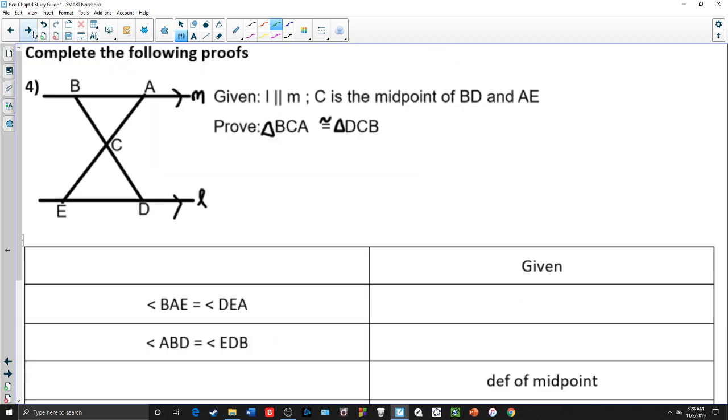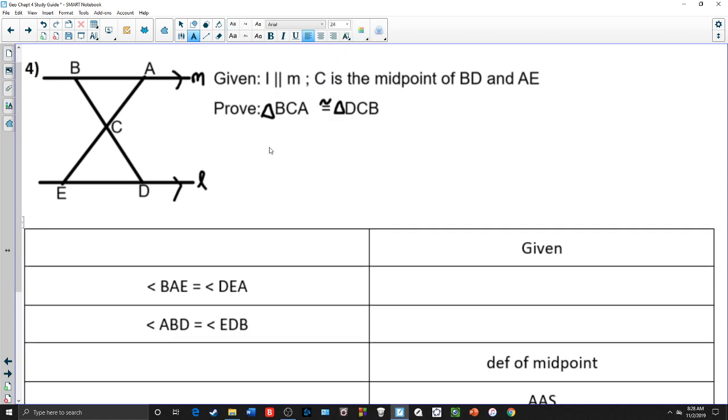So now let's look at some of the proof parts. Okay. So the proof parts here, let me set my size there so hopefully it'll fit. So the proof parts, again, it's going to be look at the given statements and figuring out what we can deduce from that. So in this case, we have given 2 lines are parallel. We have L and M parallel, and we have C is the midpoint of BD and AE. We want to prove that these 2 triangles are congruent.